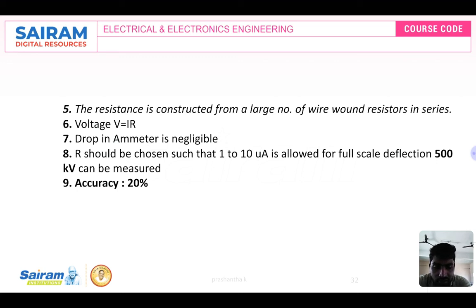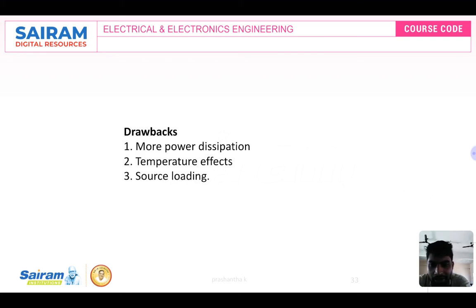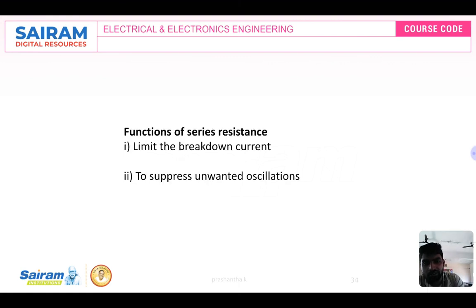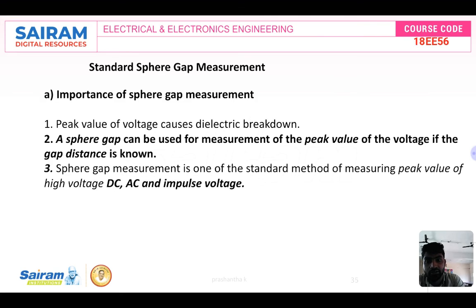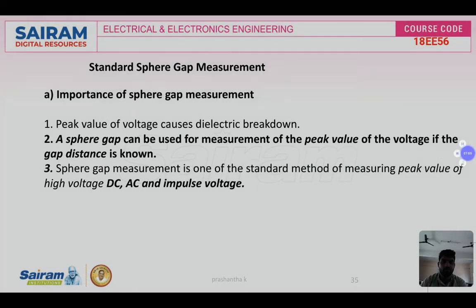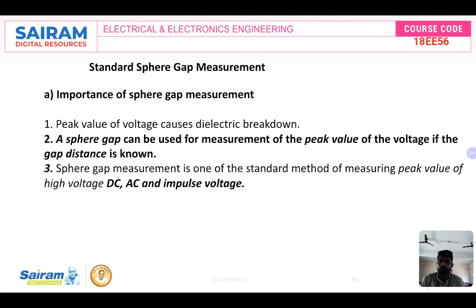R should be chosen so that 1 to 10 microampere is allowed for the full scale deflection. 500 kilovolts can be measured, okay, and accuracy is 20%. Drawbacks: more power dissipation, temperature effect, and source loading is a major disadvantage. Function of series resistance: limit the breakdown current and suppress unwanted oscillations.